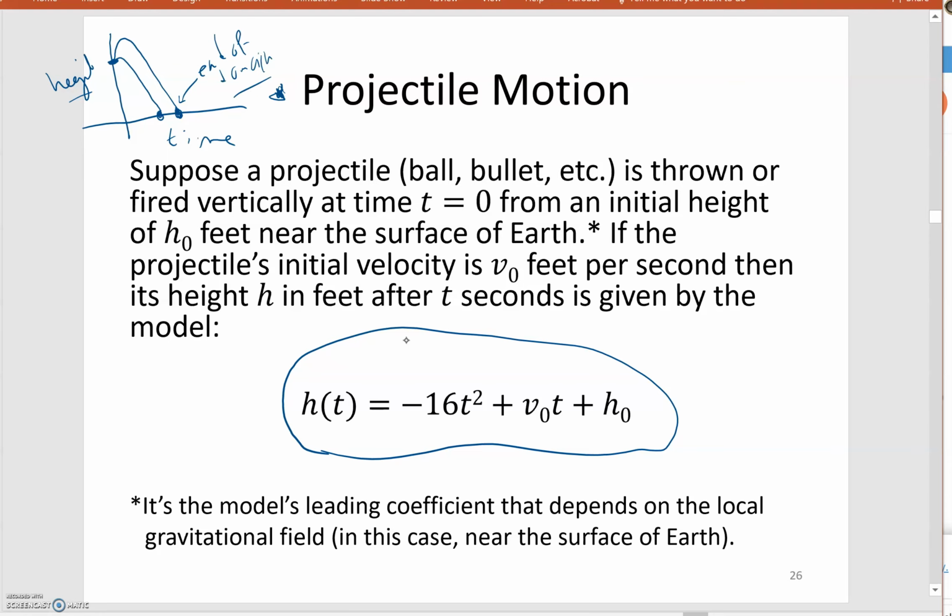Okay. This negative 16 number has to do with the gravitational field on the surface of the Earth. This would be different if you were on a different planet, or if you were very far away from the surface of the Earth. Okay, and another word about this model. So h sub 0 is your initial height.